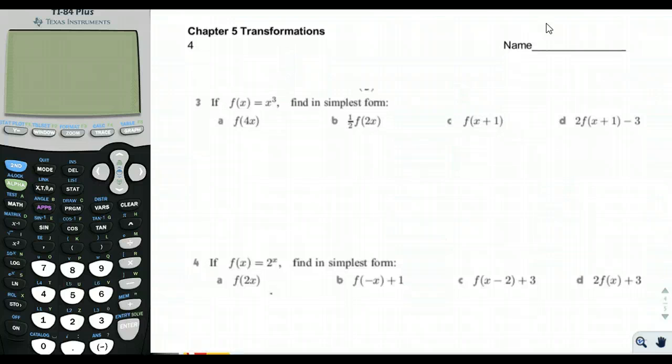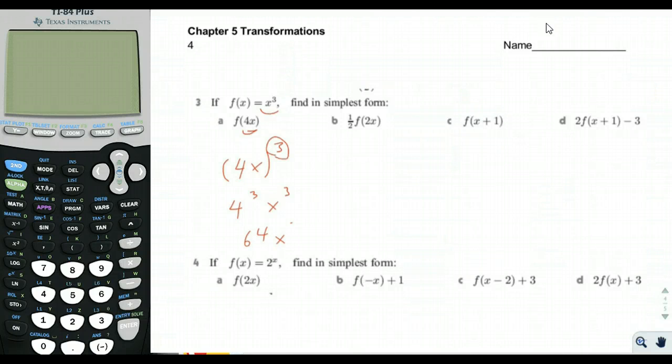Number 3. So we have the function x cubed. So this is a little bit more complicated. Maybe it'll be easier to understand what we're doing here. We're going to take whatever's inside the parentheses and we're going to put it into the function. So for example, if we put 4x inside the function x cubed, we'll have (4x) cubed. And then we can simplify that. We could say 4 cubed x cubed. The cube needs to be distributed to each of the elements here.